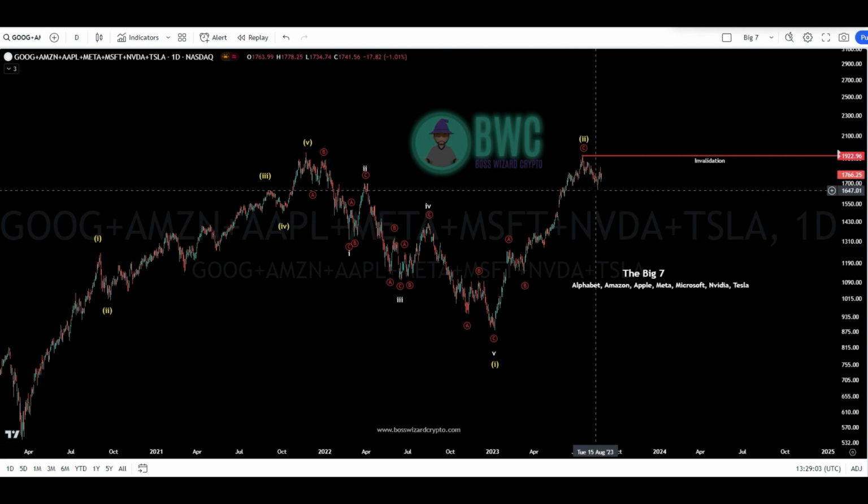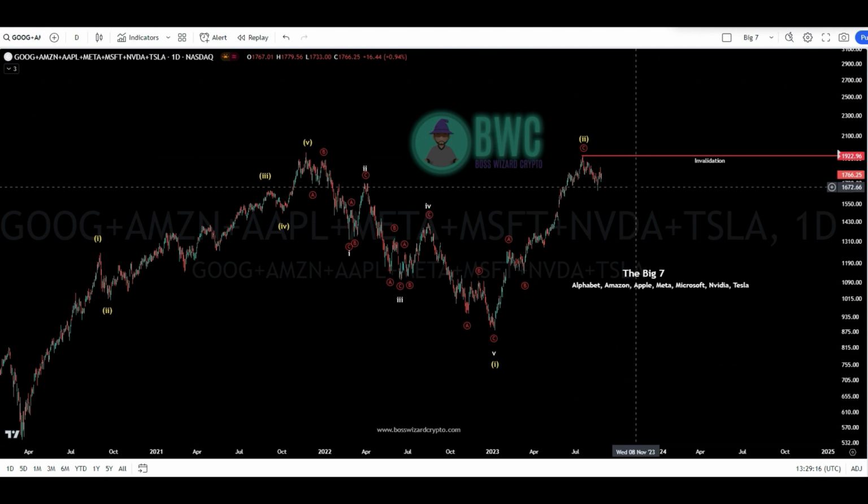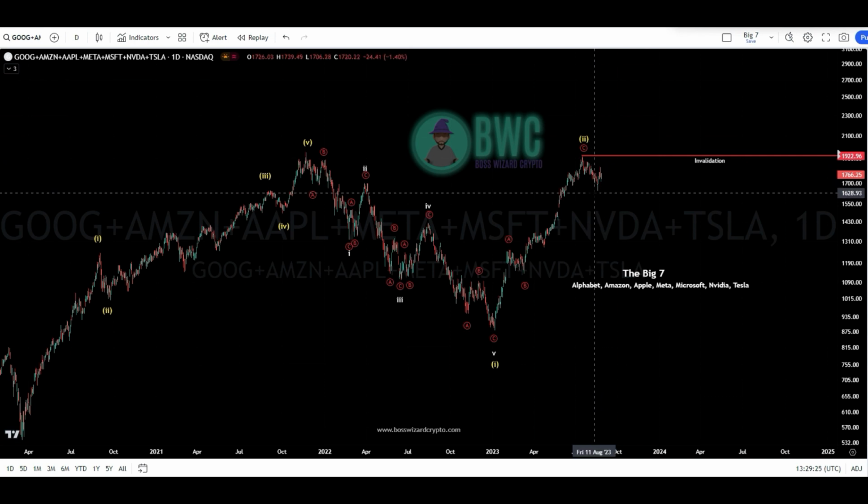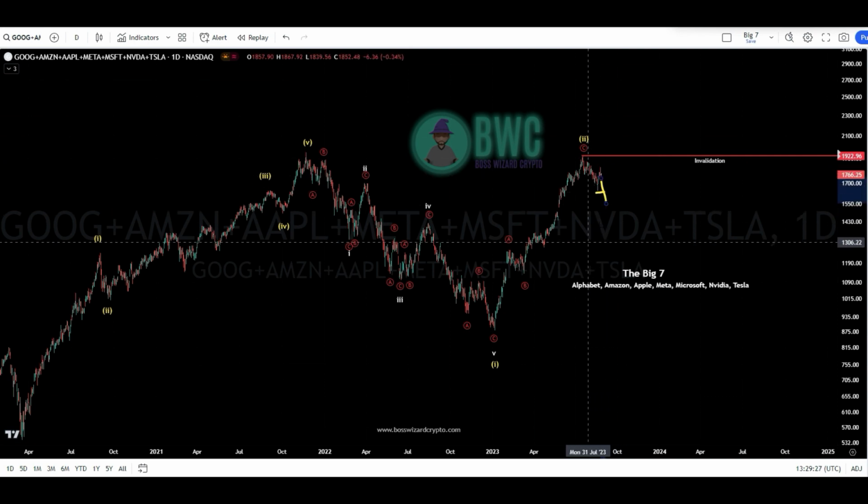This low breaks. That's what you need to watch on the Big 7. And you're only getting this Big 7 chart if you make it on your own, or if you subscribe to bosswizardcrypto.com, and you can sit and watch this chart live. Save it. Keep it forever. Save it as your own. Once this low breaks, it is confirmed that you have 5 waves down.